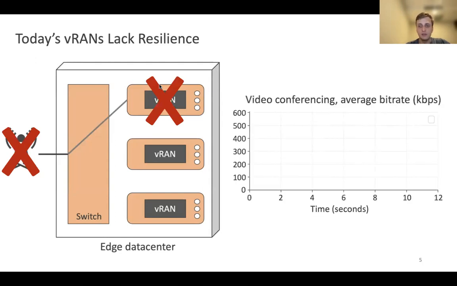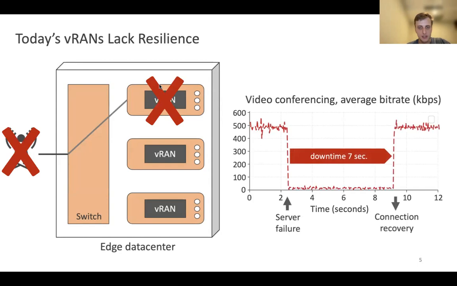The figure on the right demonstrates the behavior of a video conferencing application running over a 5G phone connected to the internet over today's VRAN in the event of failures. The y-axis shows the achieved average video bitrate, and the x-axis shows the time. If a VRAN server crashes with either a software or hardware issue, the video call stops for almost 7 seconds. This is the time required for the phones to reconnect to other cells and restore the broken connection state.